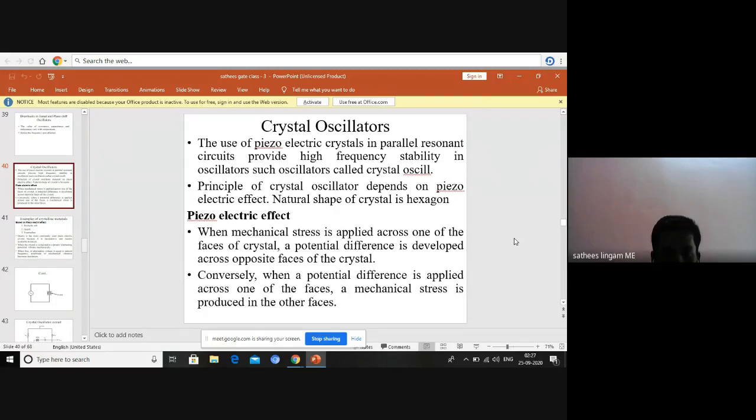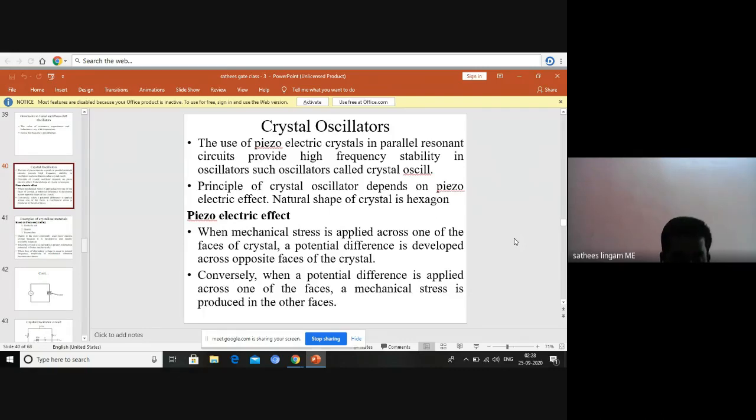Conversely, when a potential difference is applied, because of the hexagon shape, when you apply supply voltage on one face, then on the opposite side a vibration gets created. Vibration means an AC signal; vibration is called oscillation. That piezoelectric effect we are going to use for creating our crystal oscillators.